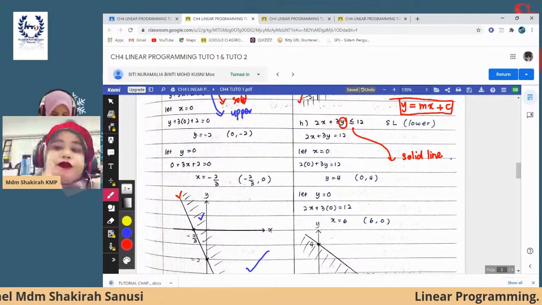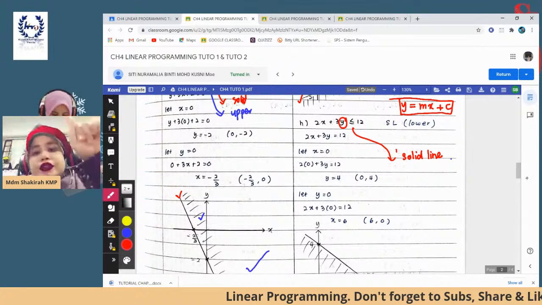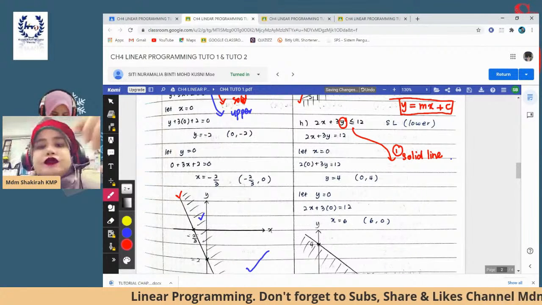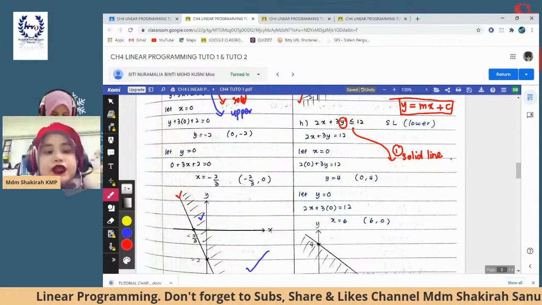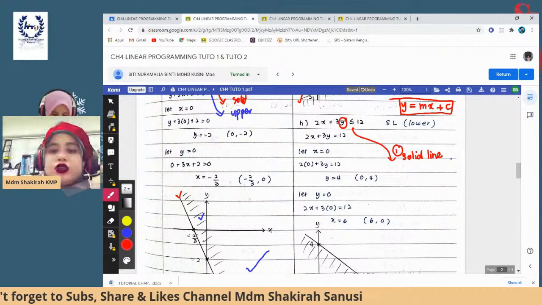Okay, as I said, daripada you punya notation, you akan dapat dua perkara. Yang pertama adalah you punya line. Bila you double, dia adalah solid line. Okay, so kita tengok kita punya graf. Yes, very good. This is solid line. Okay.